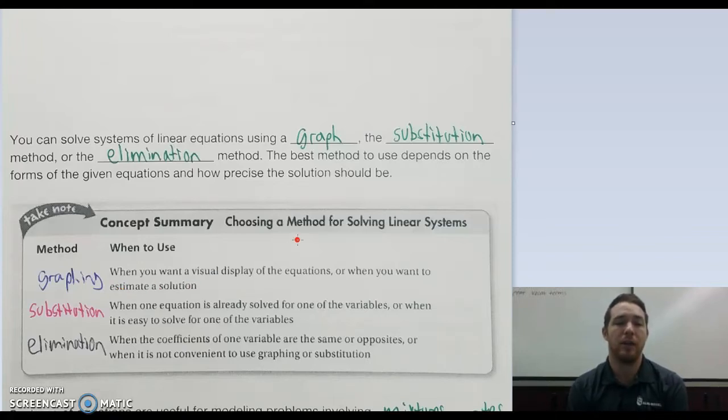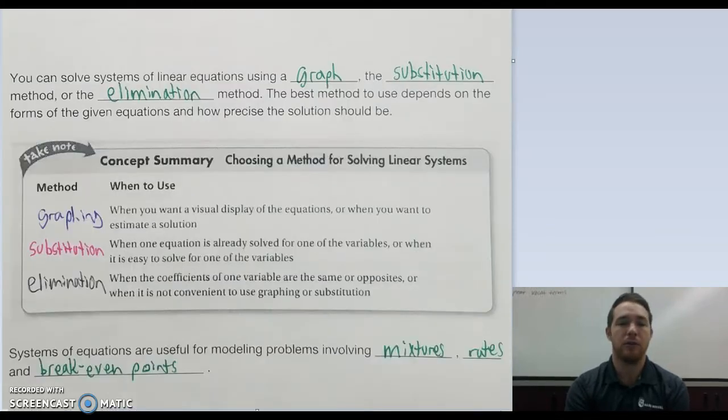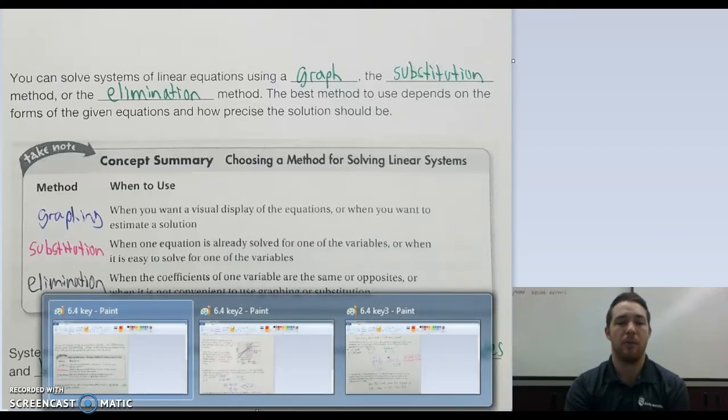Substitution when one equation's already solved for one of the variables or when it's easier to solve for one of those. So if I start with a variable that's isolated or it's easy to isolate one quickly. And elimination is basically every other case. So coefficients where one variable is the same or opposites, or when it's not convenient to use those other 2 methods. So we've also seen that systems of equations are useful for modeling our word problems, and especially the ones we're going to be working on in 6.4 involve mixtures, rates, or break-even points, most common.